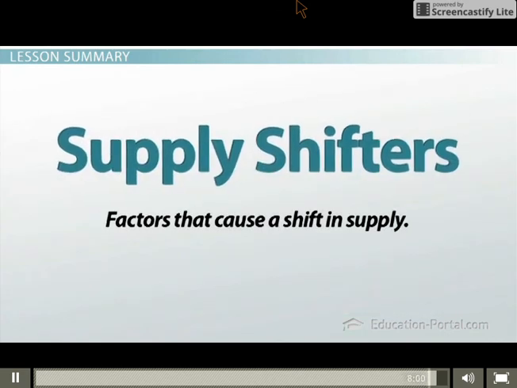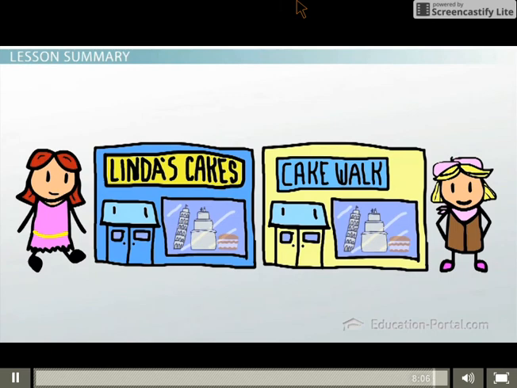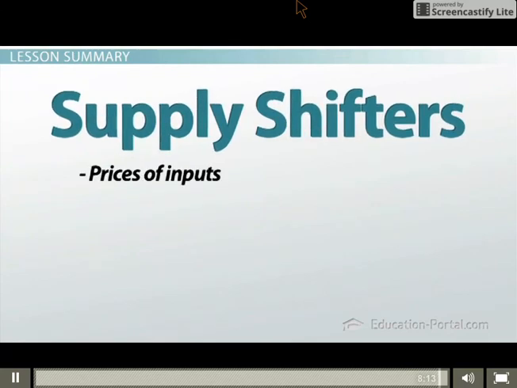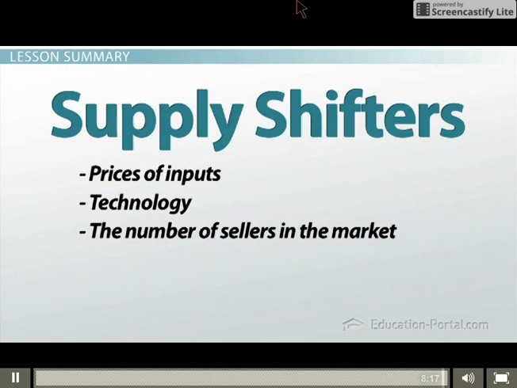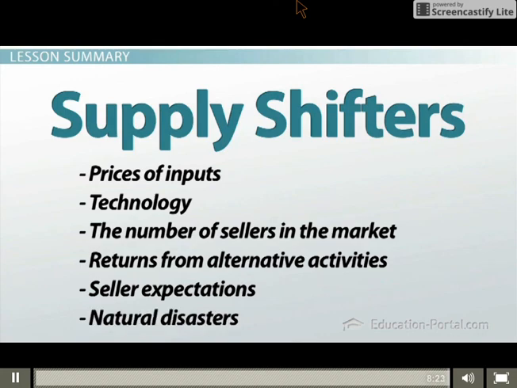Factors that lead to a shift in supply are called supply shifters, and they're related to the suppliers of a good or service, so they're all mostly about the production process. Supply shifters include prices of inputs, technology, the number of sellers in the market, returns from alternative activities, seller expectations, and natural disasters.